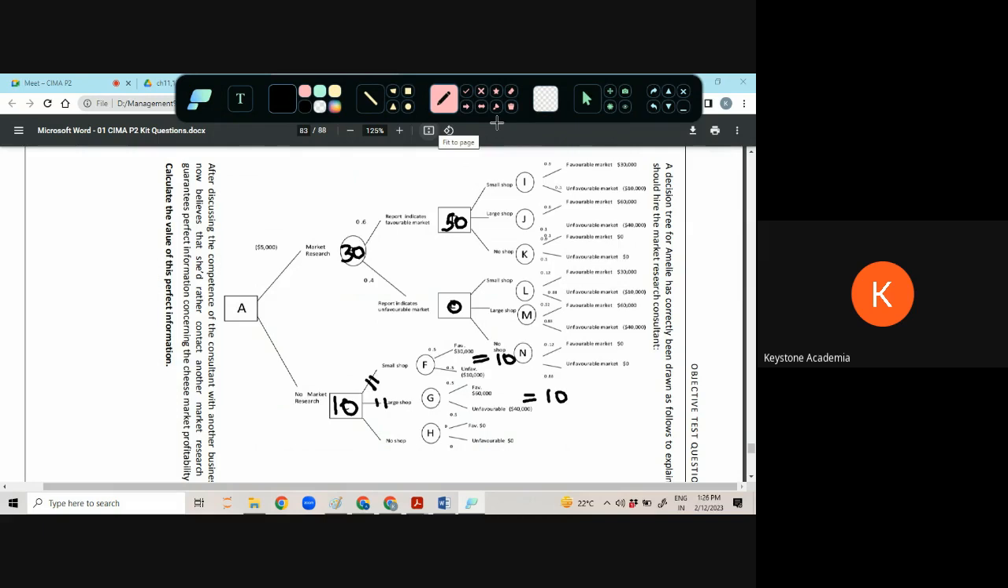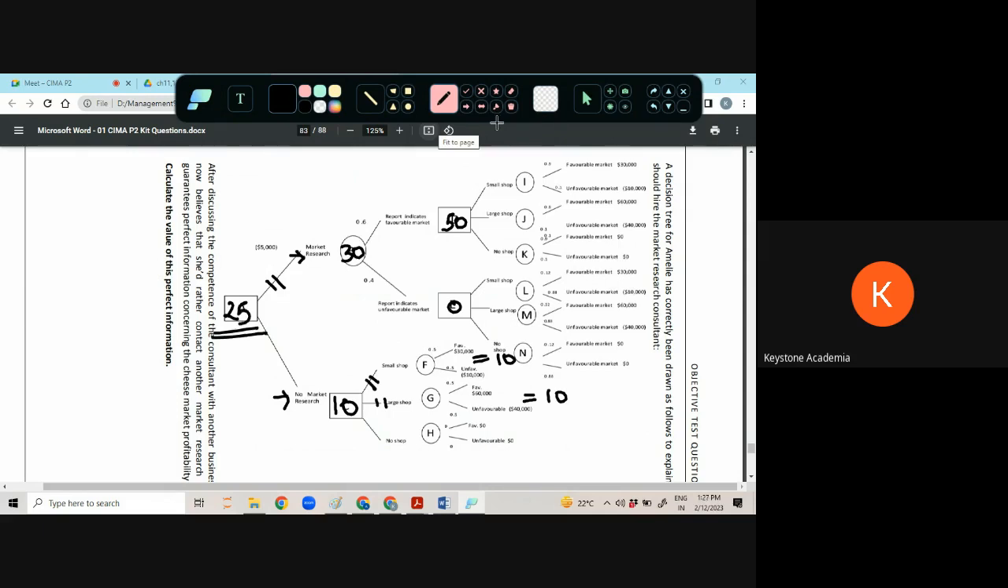Now again, here we have to make a decision, either market research or no market research. What do you think should be the answer? There is another expense also, 30 minus 5, or 50. Which decision will we be making? Still the market research. So the answer is going to be your expected value of 25,000.